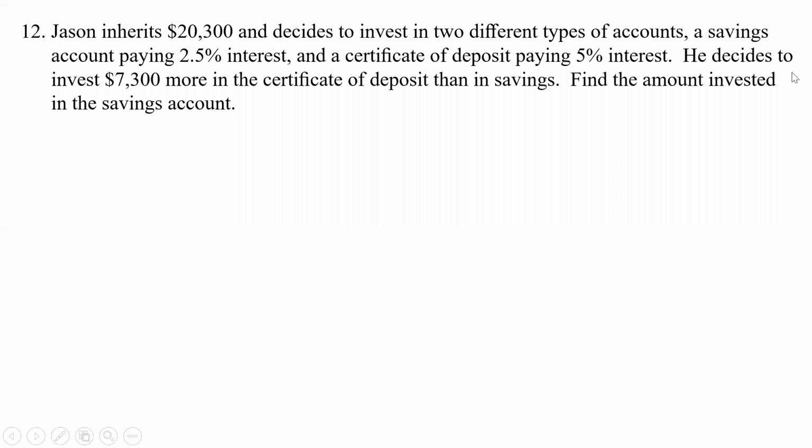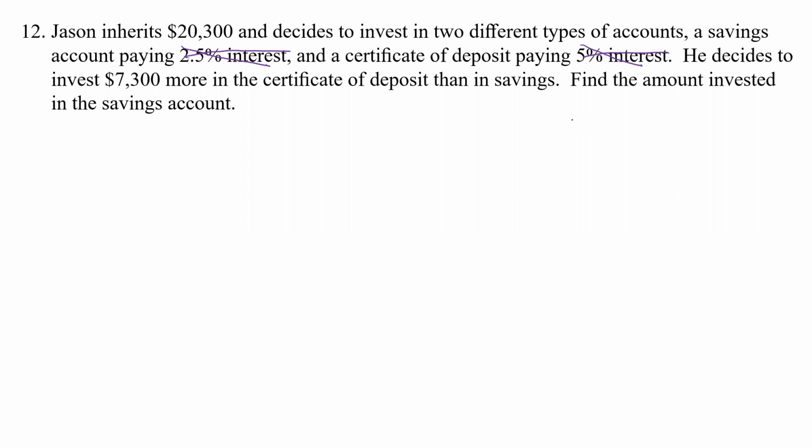All right, we'll do one last one here, another inheritance problem. So Jason inherits $20,300 and decides to invest in two different types of accounts, a savings account paying 2.5% interest and a CD paying 5% interest. He decides to invest $7,300 more in the CD than in savings. Find the amount invested.